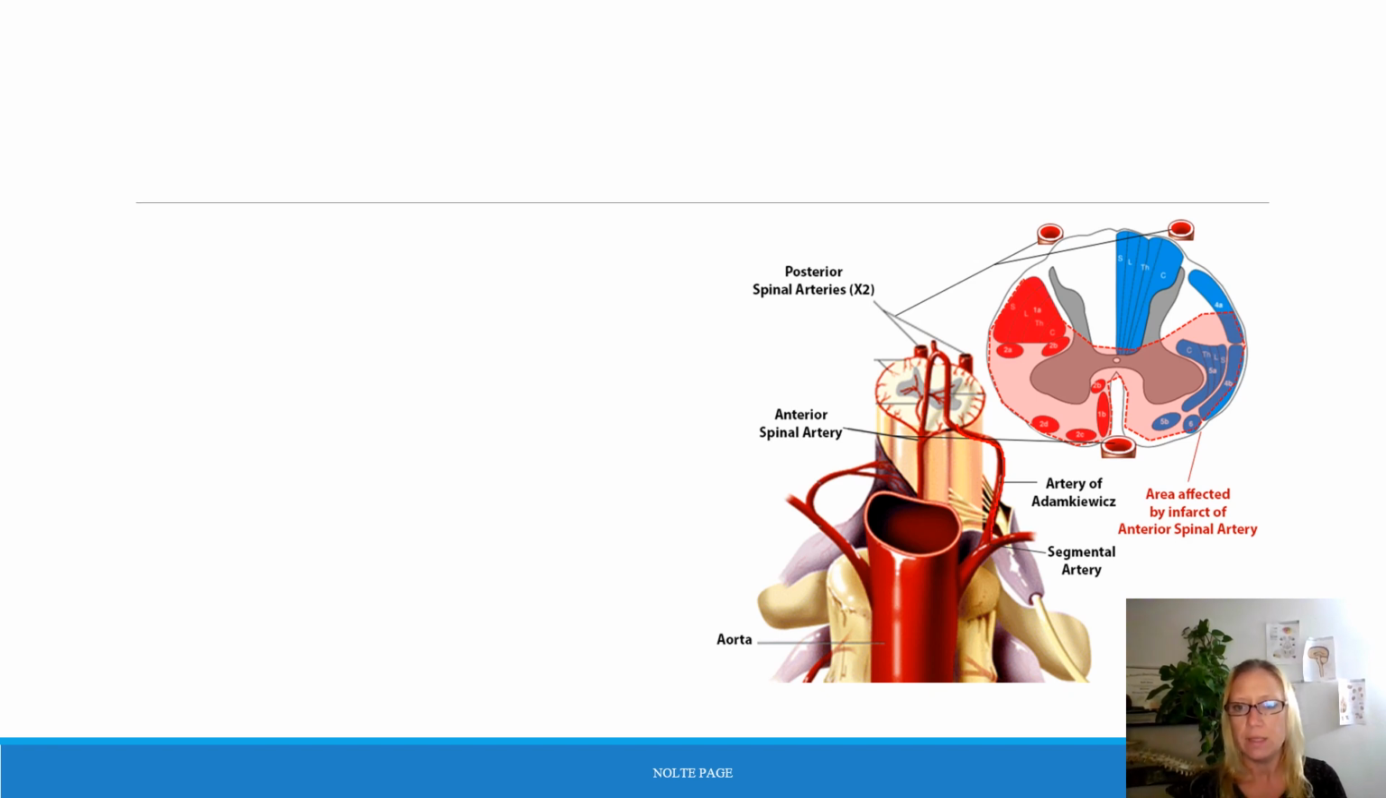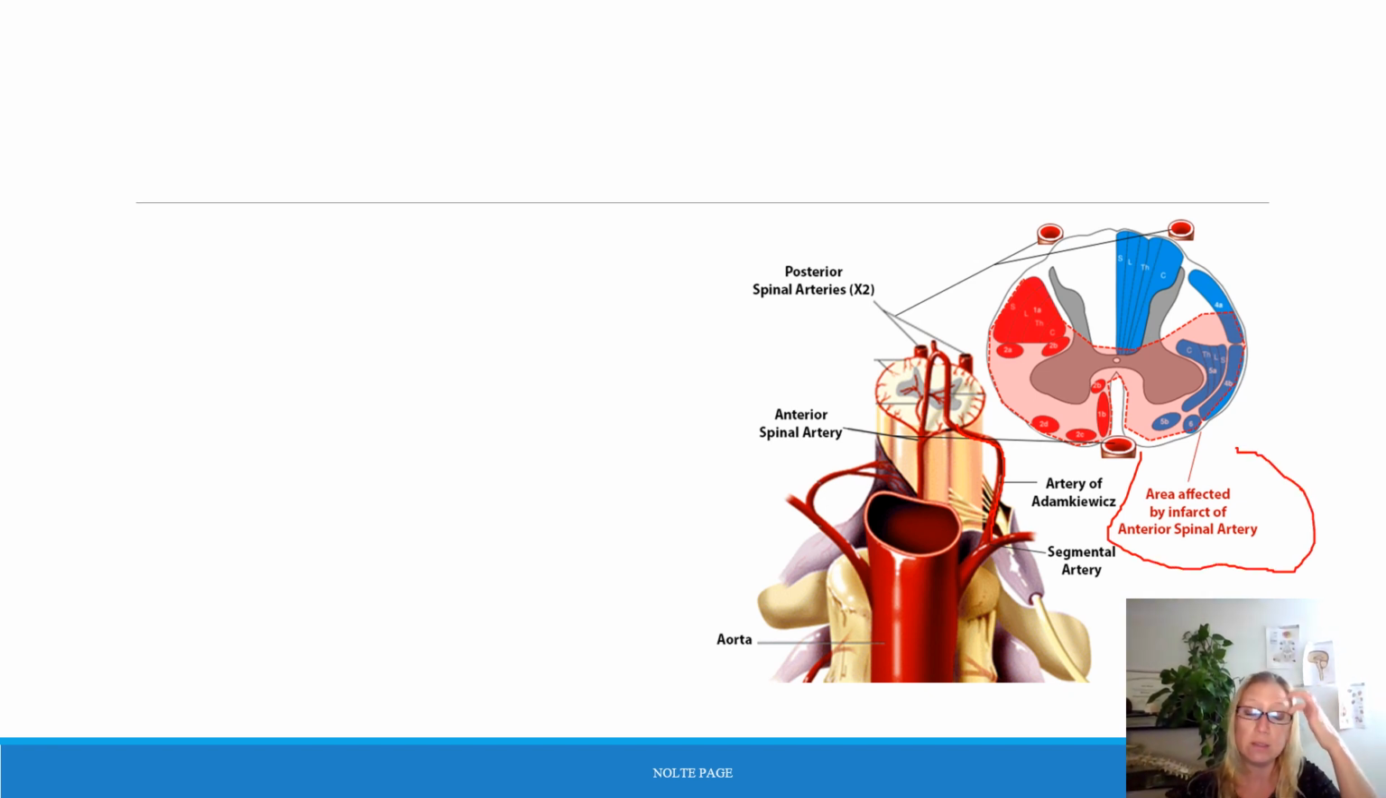This one's a nice picture, I think, because you can see it showing us the area affected by an infarct, or lack of blood supply, to the anterior spinal artery. So note all of that pink area. And again, remember that blue and red are bilateral and symmetrical, so it's on both sides. So we're going to see some massive deficits when there is an issue with our anterior spinal artery.